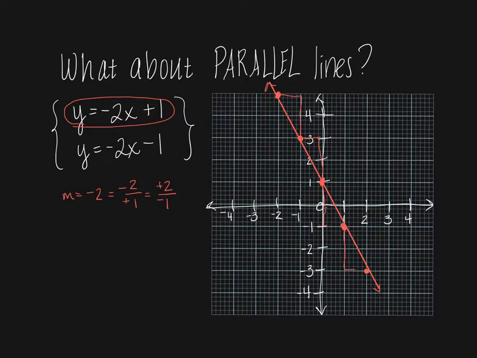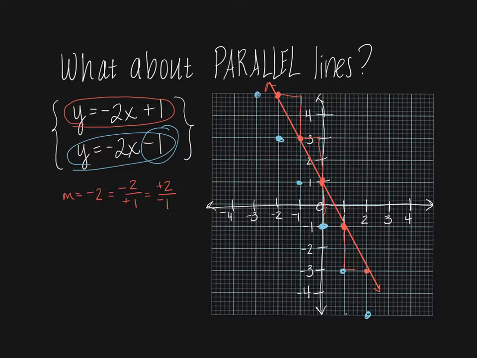Now I'm going to take my blue and do my second equation in my system. Again, I'm going to start at my y-intercept point here, which is -1, and I'm going to do the same thing. I'm going to go down 2 and over 1, and up 2 and over 1.